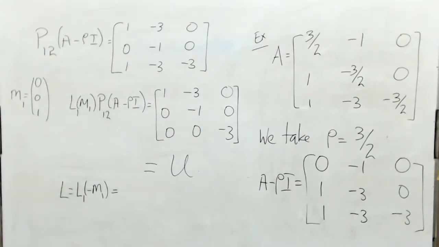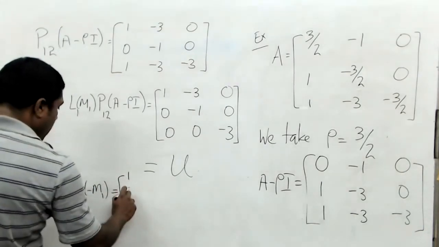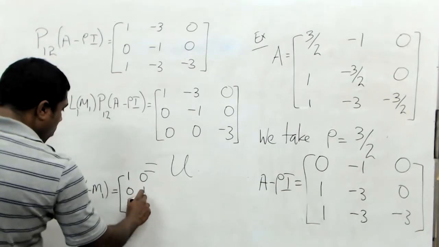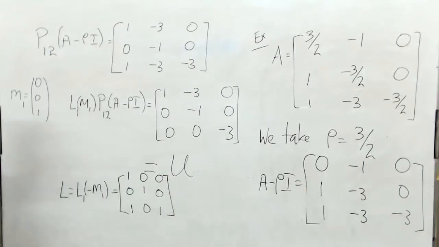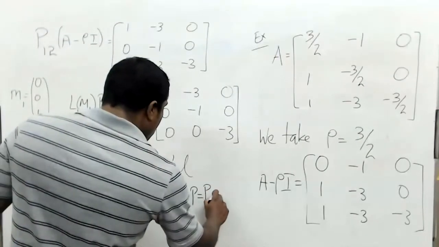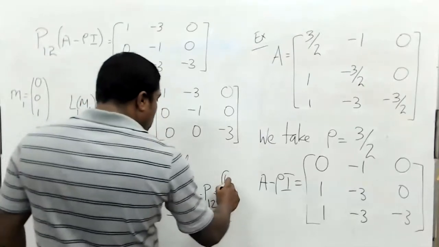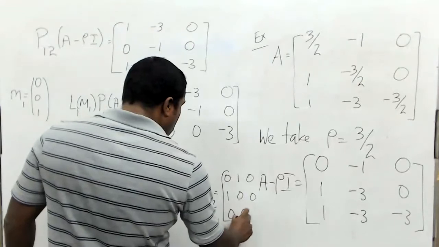So L is minus L1 of minus M1, the inverse of the matrix, so that you can write it down because you know M. So it's going to be 1, 0, 1, 0, 1, 0, 0, 0, 1. Right? And then you can find P. That is only P12, and P is equal to P12. So it's going to be 0, 1, 0, 1, 0, 0, 0, 0, 1.